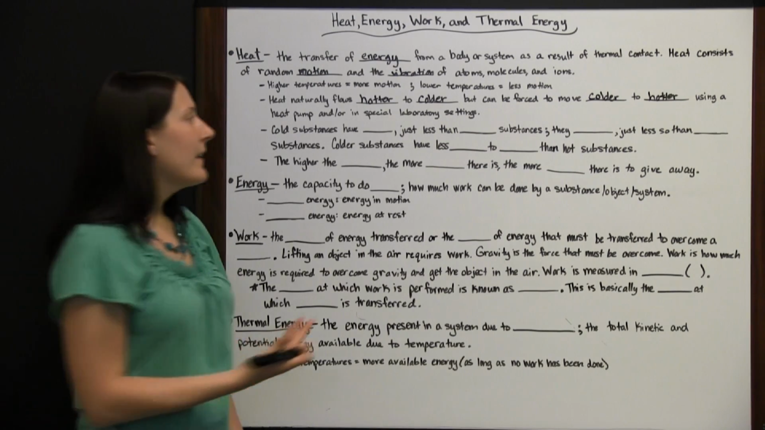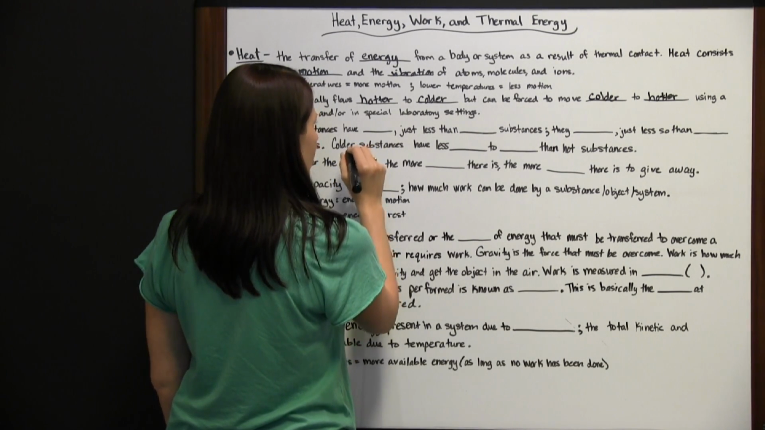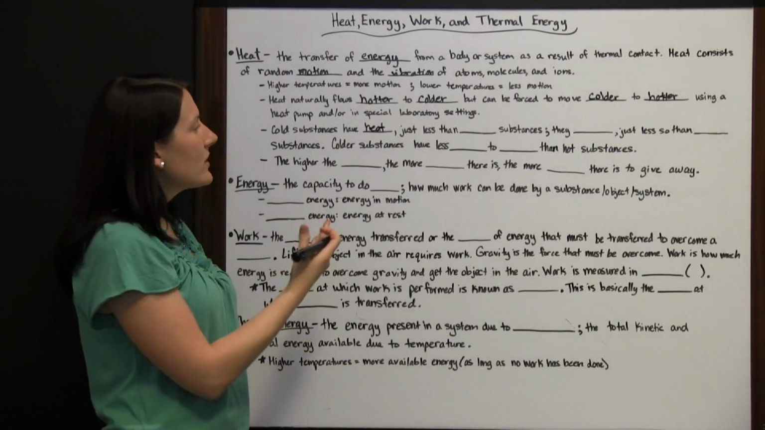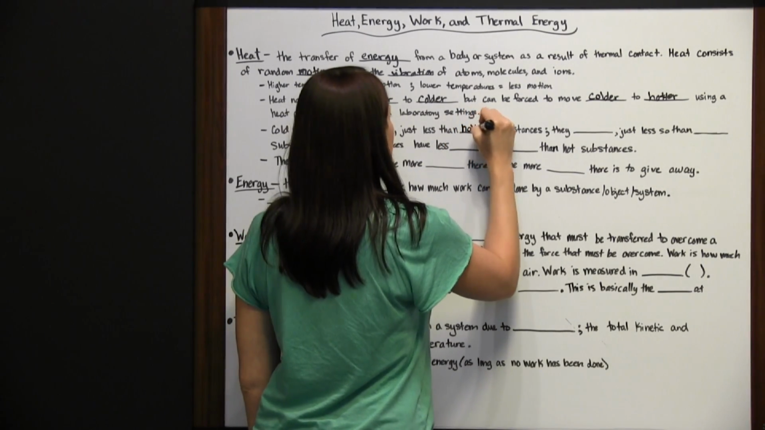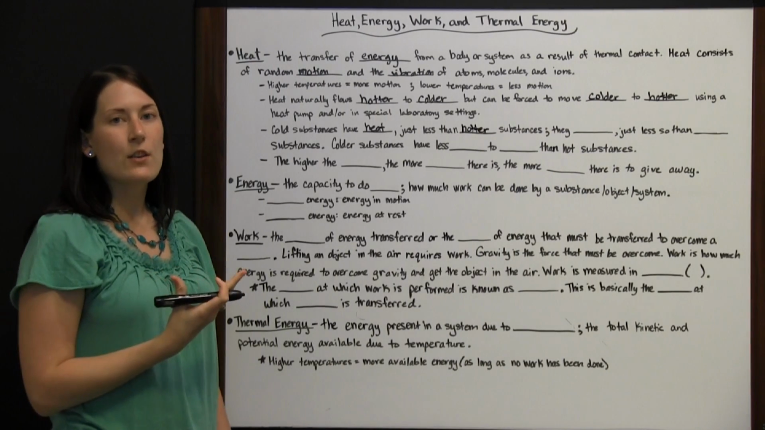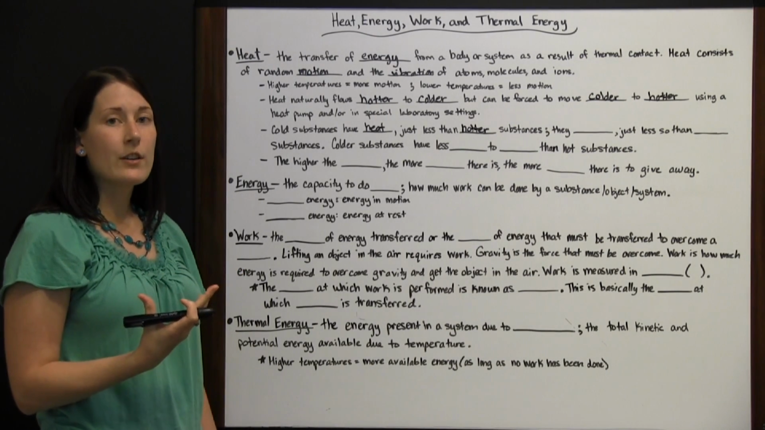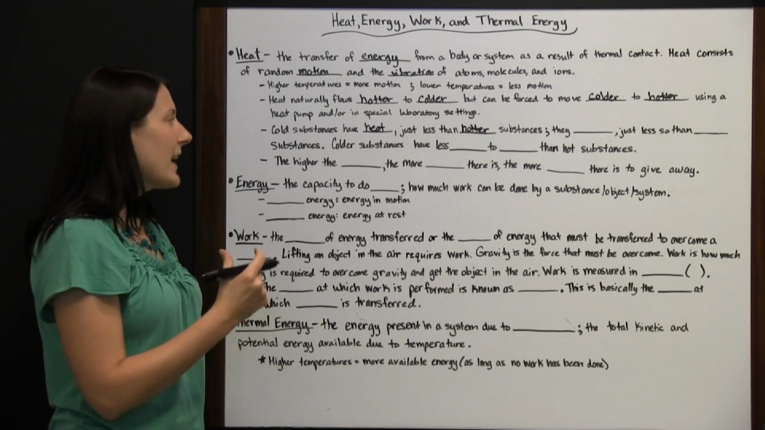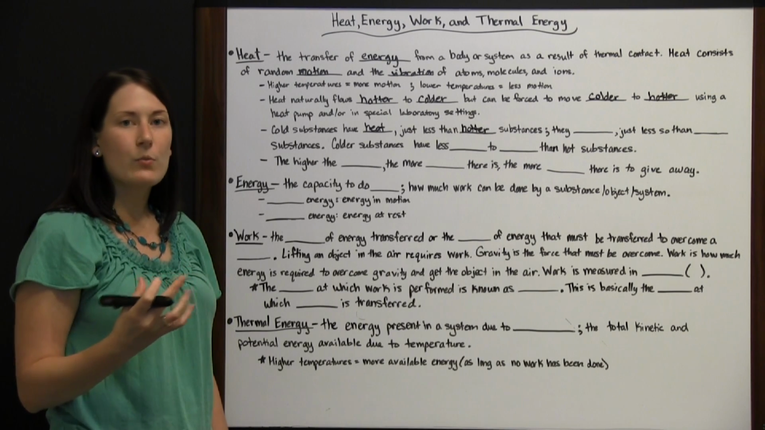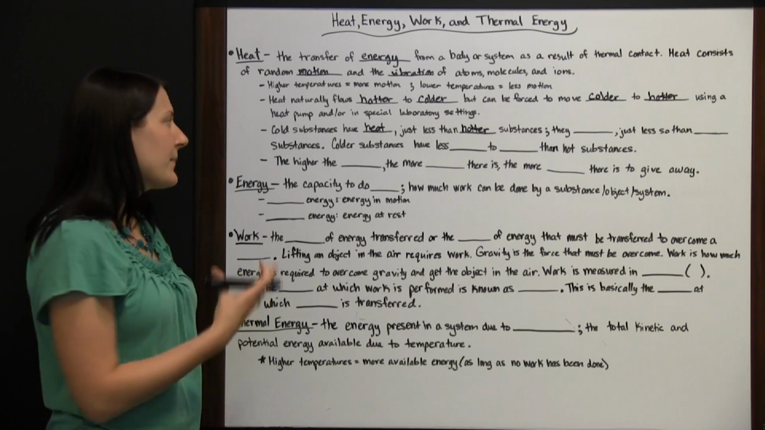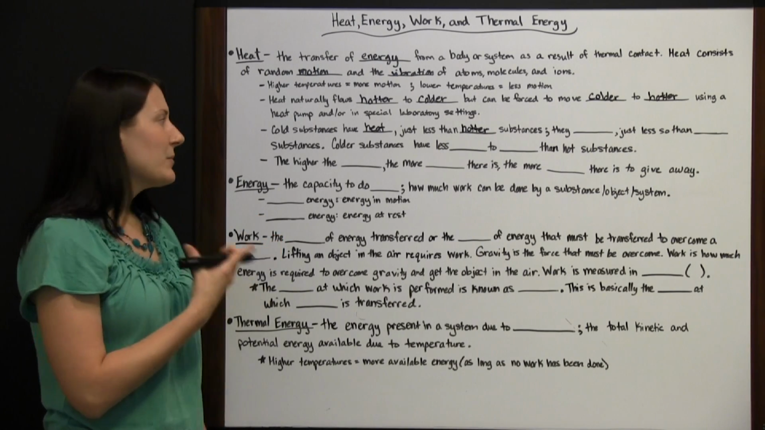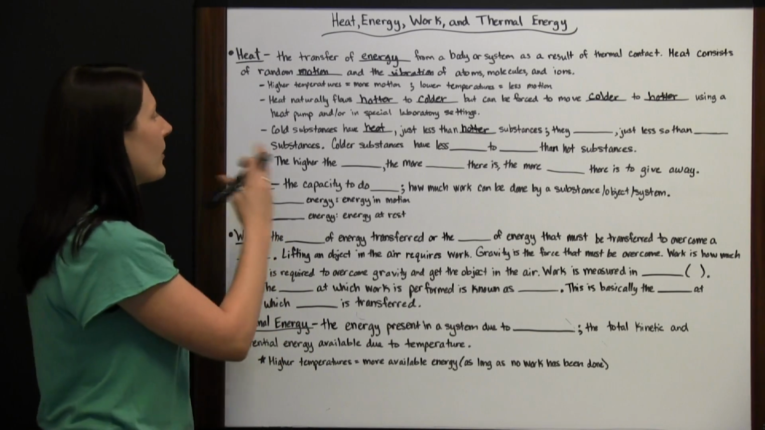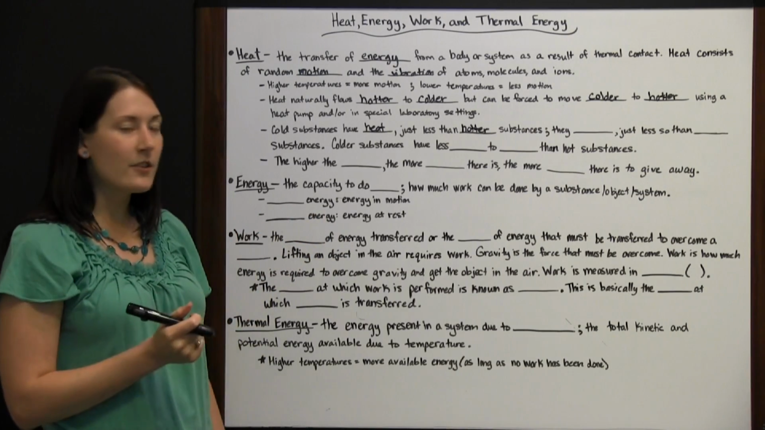Cold substances have heat, just less than hotter substances. So, for instance, if you have an ice cube and a glass of water, your glass of water could be cold water. It feels cold to you, but it still has heat in it. If you put that ice cube in the glass of water, the heat from the cold water is going to transfer to the ice cube and start to melt it. So even though it's a cold substance, it actually does still have heat in it that can be transferred.